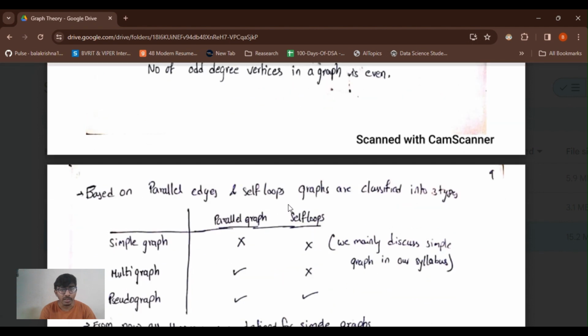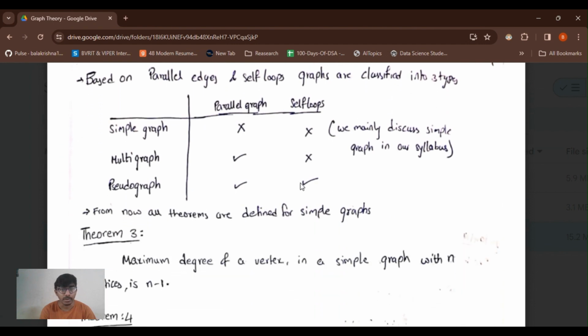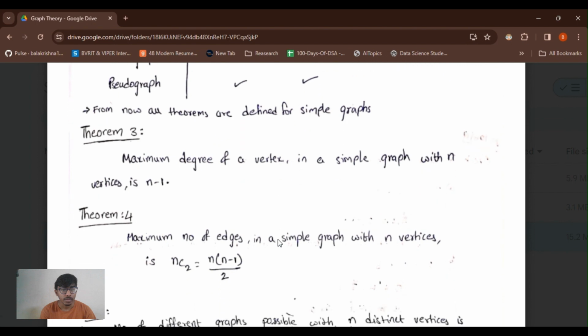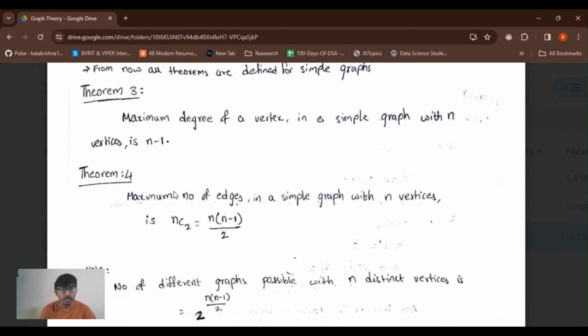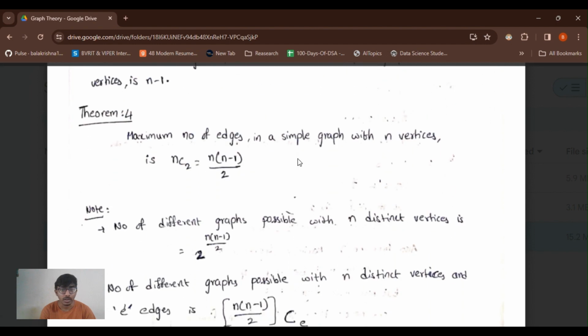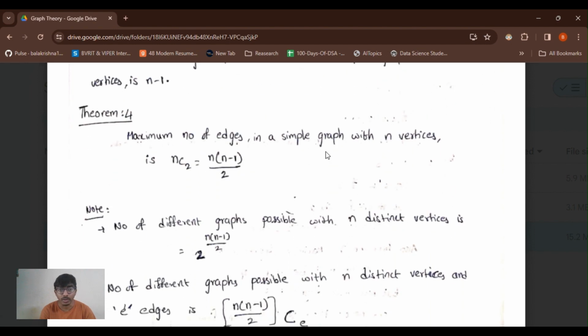Based on parallel edges and self-loops, graphs are divided into three types: simple graph, multigraph, and pseudograph. Theorem 3, the maximum degree of a vertex in a simple graph with n vertices is n minus 1. So if there are n vertices, then the maximum degree for a vertex is n minus 1. And theorem 4 is the number of edges in a simple graph with n vertices is nC2.